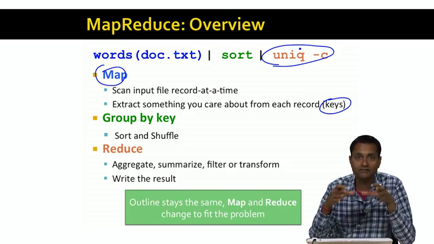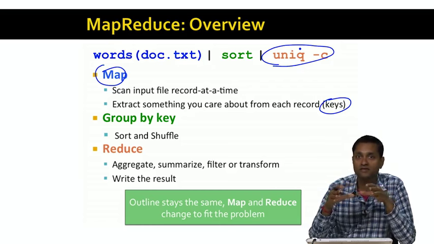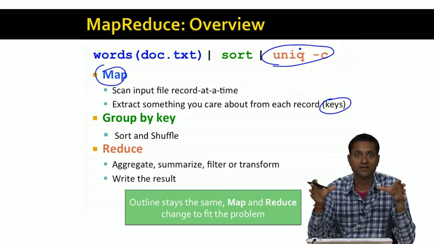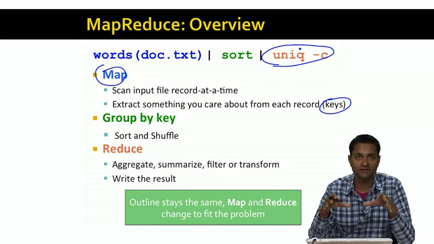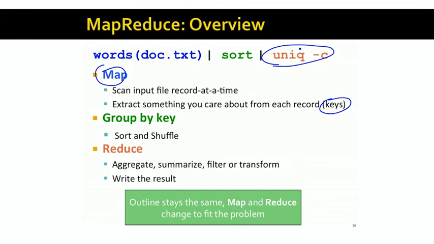Now, the outline of this computation actually stays the same for any MapReduce computation. What changes is that you change the map function and the reduce function to fit the problem that you're actually solving. Right? In this case, for the bird count, the map and the reduce function were quite simple. In some other problems, the map and the reduce functions might be more complicated.